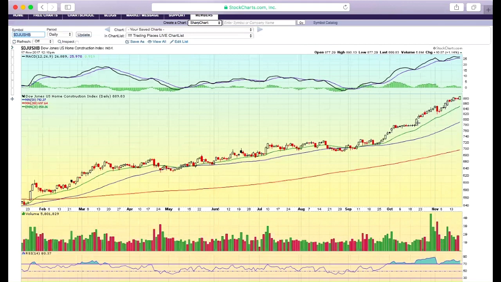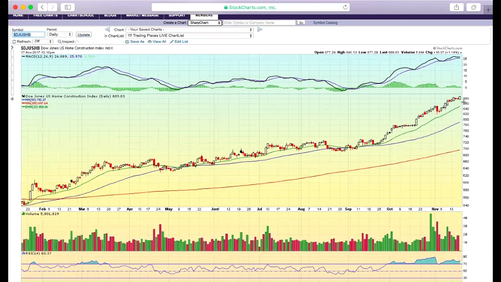I think it was the house, maybe the house price index. I'm not sure what report had come out earlier. But I know there was good news earlier this week. And you can see that we just kind of went flat with the home construction index. So you had to wonder whether all the good news was already built in with this huge rally that we've seen. And then we had the great housing starts and building permits number today.